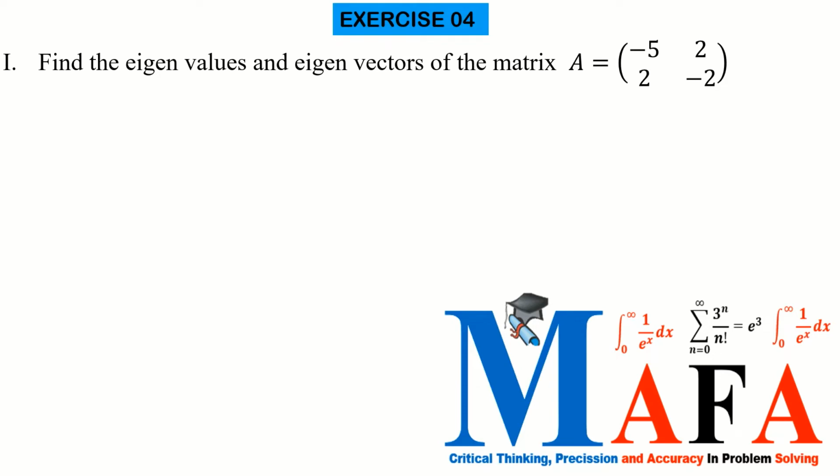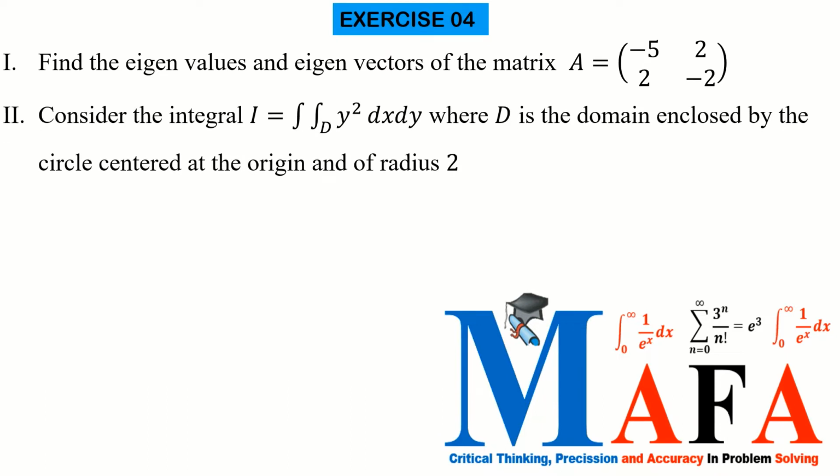Find the eigenvalues and eigenvectors of the matrix A having entries -5, 2, 2, -2. The second part: consider the integral I to be the double integral in a domain D of y squared dx dy, where D is the domain enclosed by the circle centered at the origin and of radius 2.